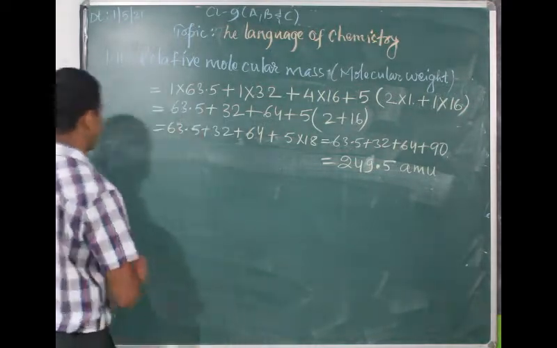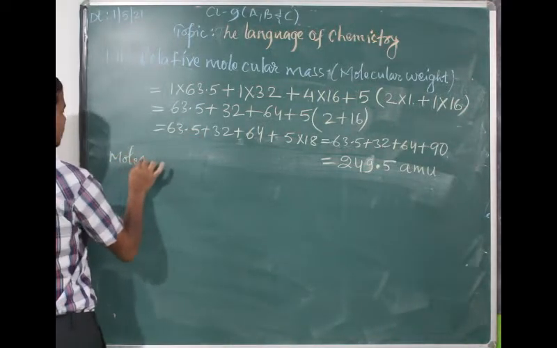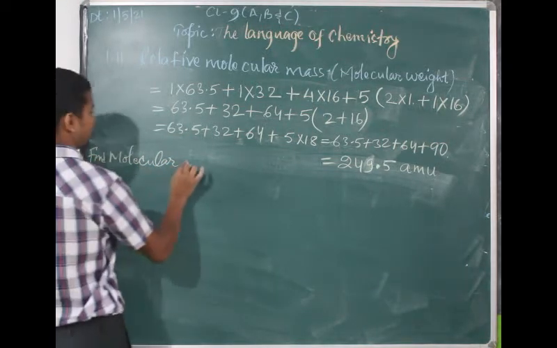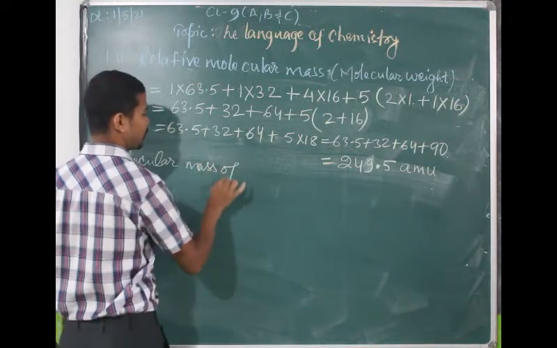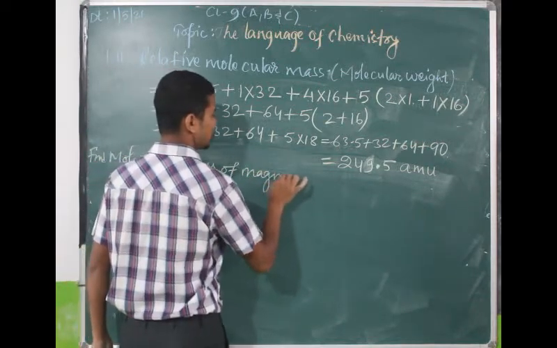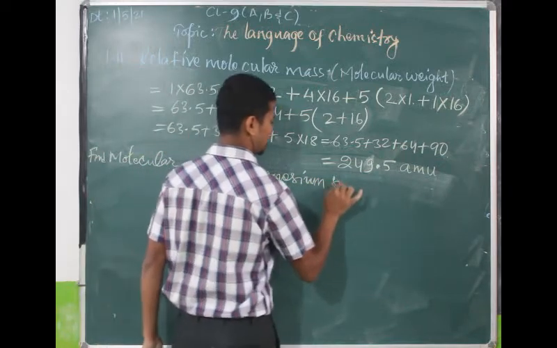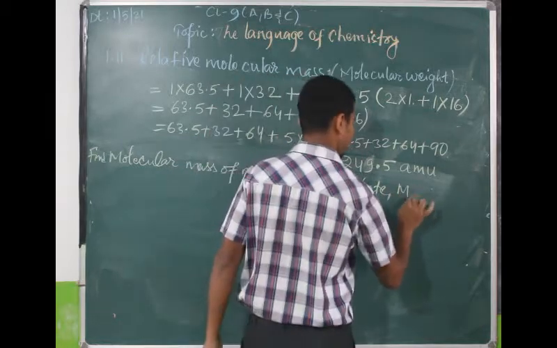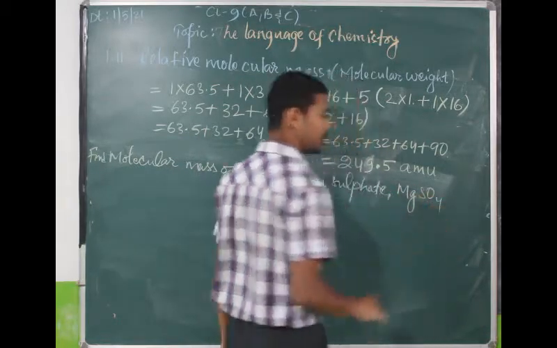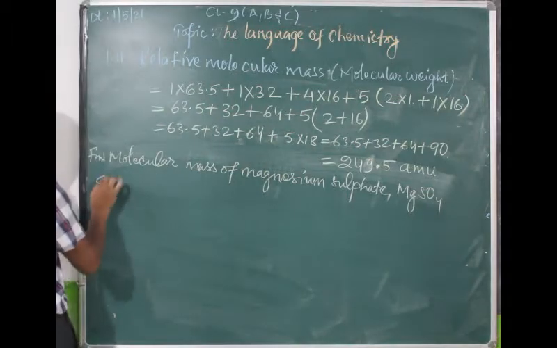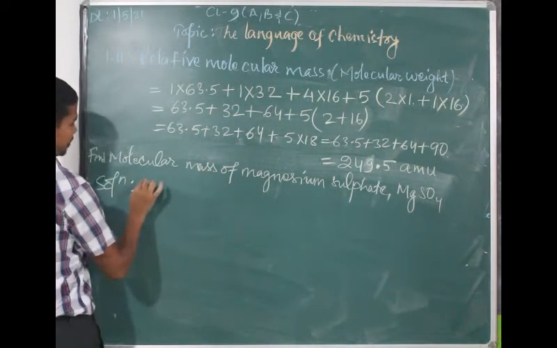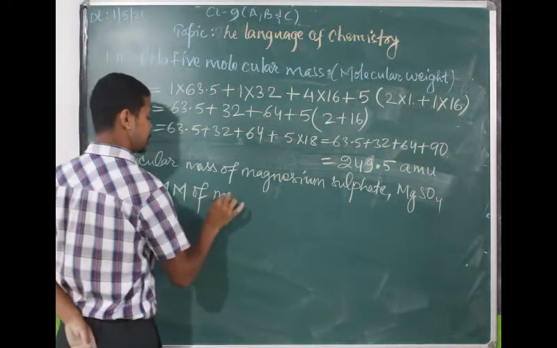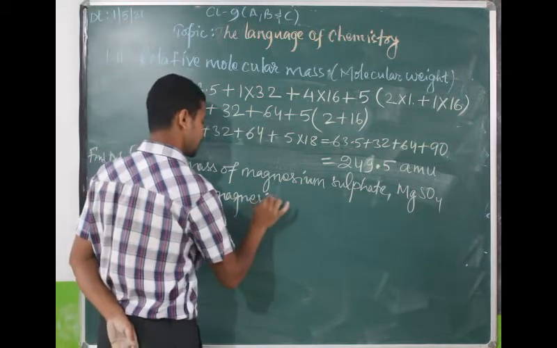Then if you have to find the molecular mass of magnesium sulfate, how will you do it? What is the formula? MgSO4. So what do you do? Solution: relative molecular mass of magnesium sulfate.